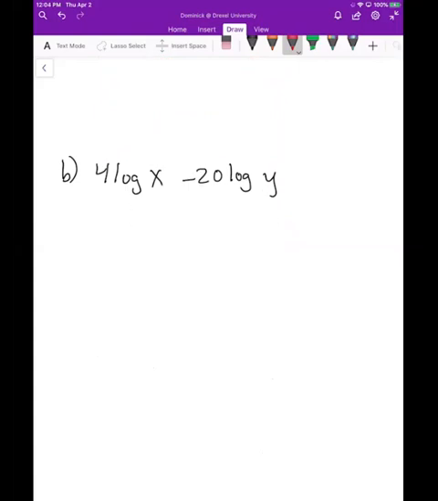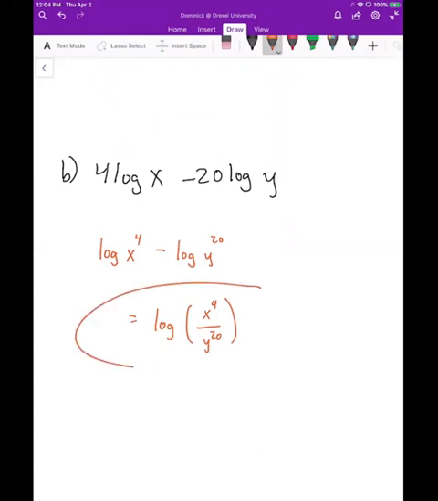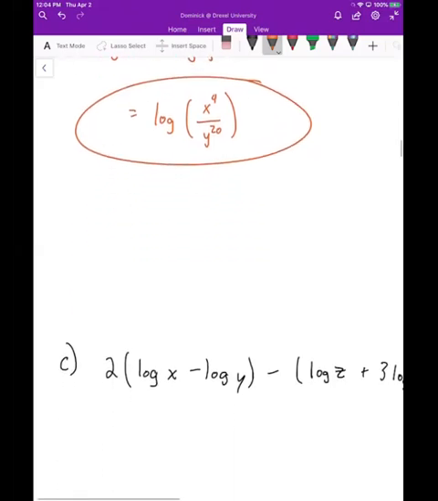Okay, part B, let's do a similar strategy. I want to take the 4 and make it the exponent of the x here, and the 20, I want to make the exponent of y. So now, of course, we can combine this into one logarithm, and this is log of x to the 4th over y to the 20th. Of course, we know we're done because we have one single logarithm. Okay, one last problem in this video.